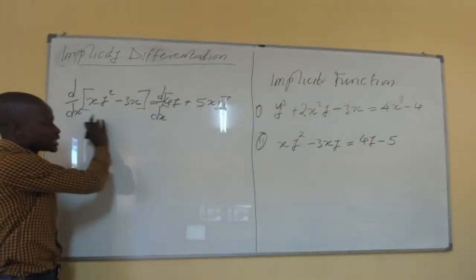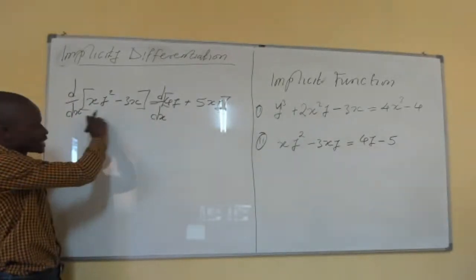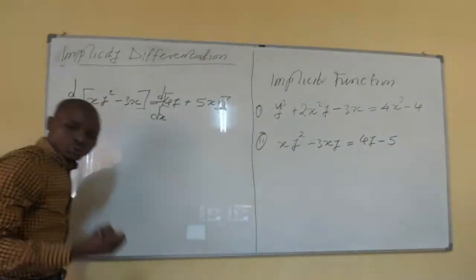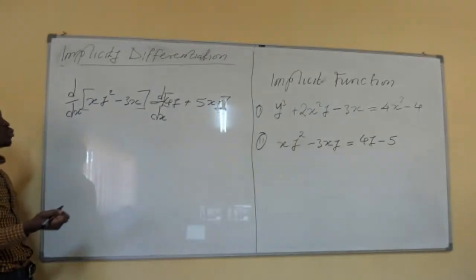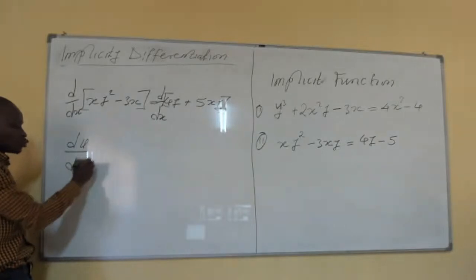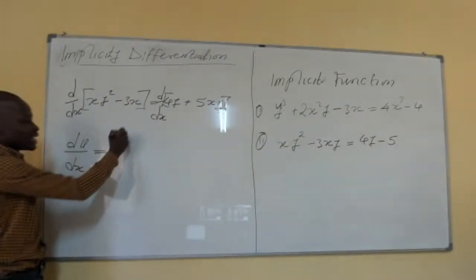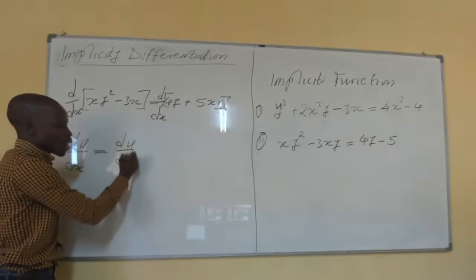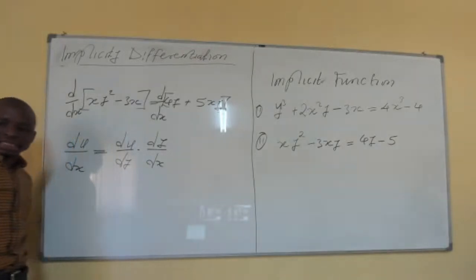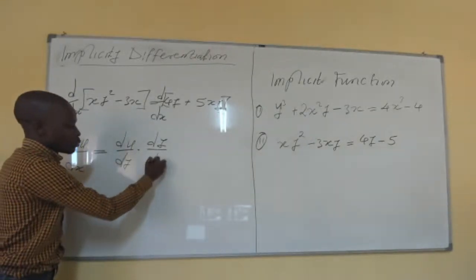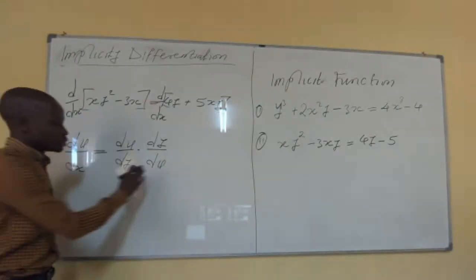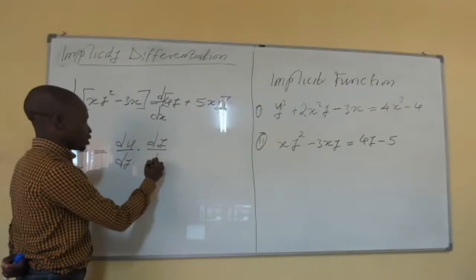You're going to use the chain rule on both sides. So you are differentiating this side with respect to x, and you're also differentiating the other side with respect to x. Now you make use of the chain rule. How is the chain rule stated? The derivative of u with respect to x gives you the derivative of u with respect to y multiplied by the derivative of y with respect to x. This was supposed to be with respect to x.